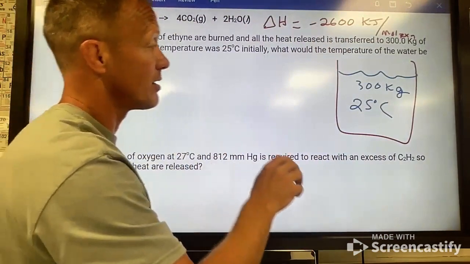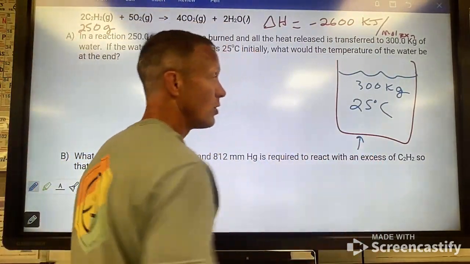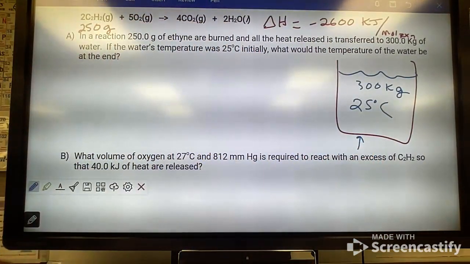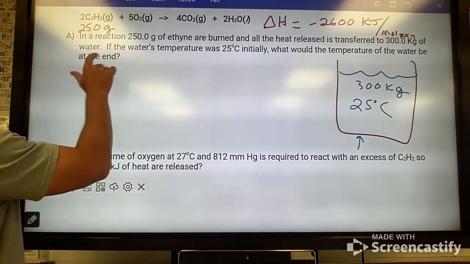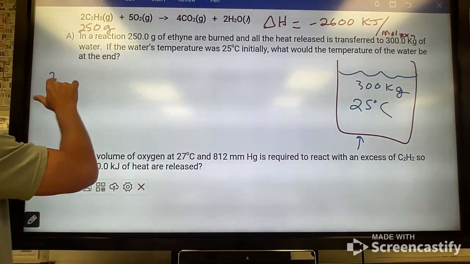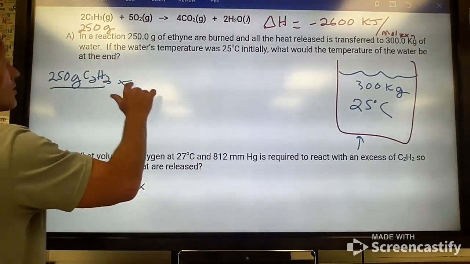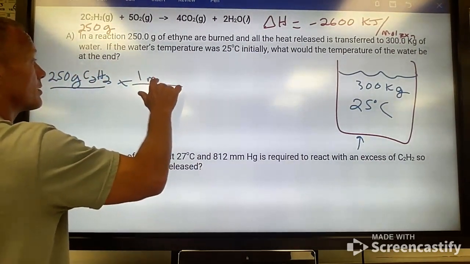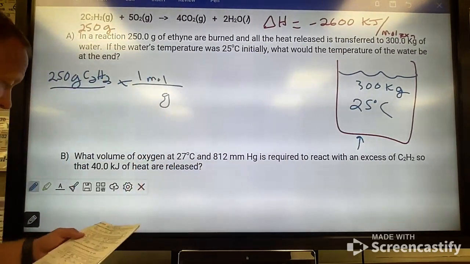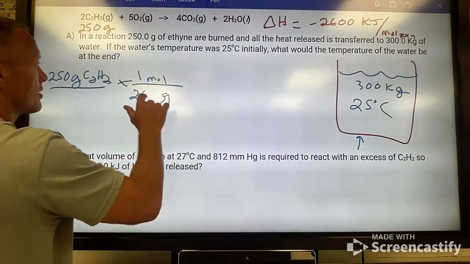It's going to go up in temperature as we burn this. So we're burning this ethine. The ethine heat is going into the water, making it go up. So first thing we're going to do is a little bit of stoich and figure out how much heat 250 grams of this would produce. So 250 grams of C2H2, we convert into moles. And C2H2, I should know off the top of my head, is 26 grams.